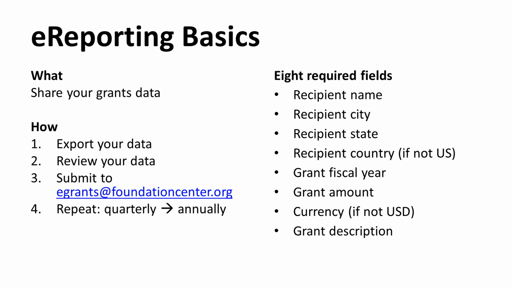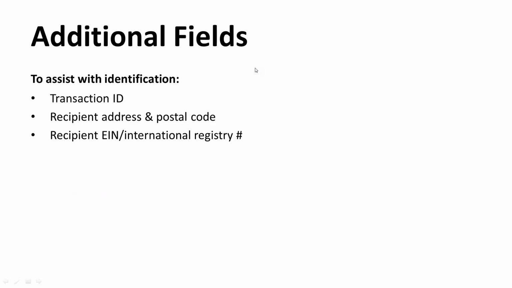So while you can submit data to us with just those required fields, you do have the option of providing additional information, and that can help you exert more control over how your data appears in our products. I've grouped these additional fields into 3 categories. The first one is fields that help us ensure that we're talking about the right grant or the right recipient, given the differences in how funders may capture the recipient's name, for example. So here we have your transaction or grant ID, an exact address, and then any identifier for that recipient.